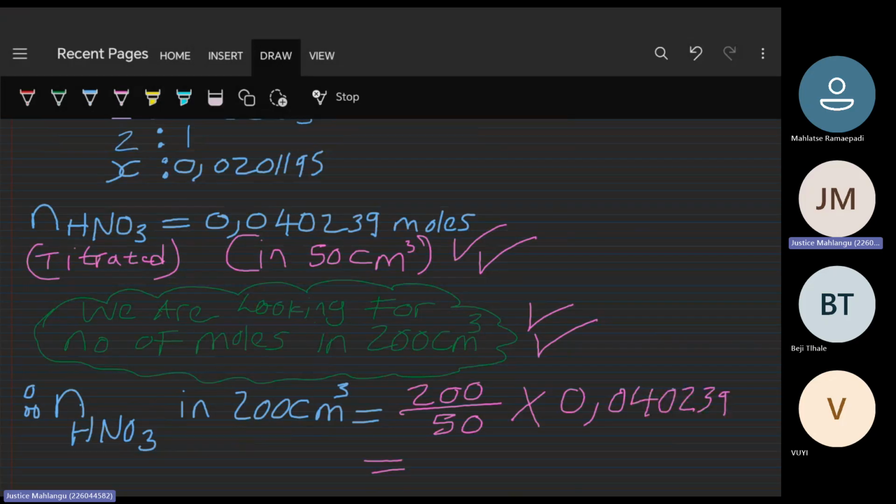Guys, I swear to you, if you understand these calculations that we're doing now, there is no calculation in Acids and Bases that will challenge you. That's why we started with this question here. Even if you don't understand 100%, as we do past papers it will become easier and easier, and in the exam you will be so confident. So let's continue. 200 divided by 50 is 4, right? So I'm going to say 4 times 0,040,239.